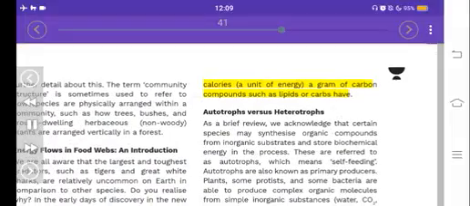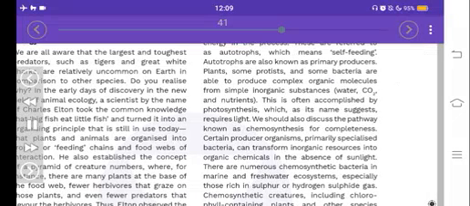Autotrophs versus heterotrophs. As a brief review, we acknowledge that certain species synthesize organic compounds from inorganic substrates and store biochemical energy in the process. These are referred to as autotrophs, which means self-feeding. Autotrophs are also known as primary producers. Plants, some protists, and some bacteria are able to produce complex organic molecules from simple inorganic substances: water, carbon dioxide, and nutrients. This is often accomplished by photosynthesis, which, as its name suggests, requires light.